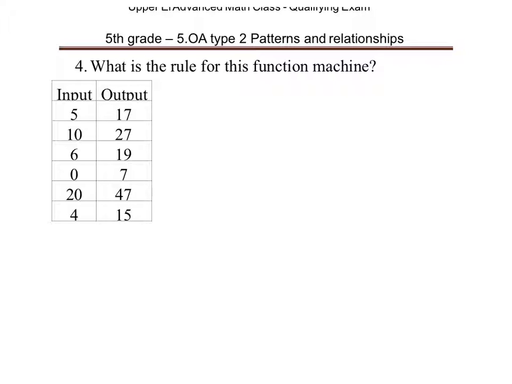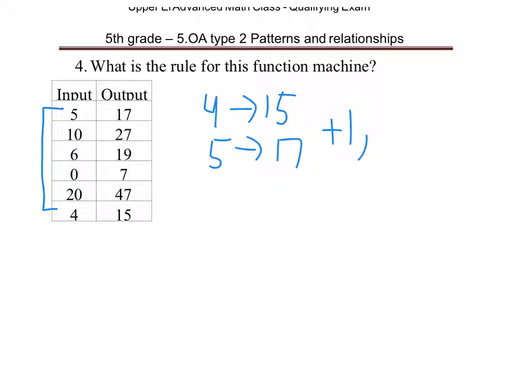So the trick in a machine like this is to look at 2 adjacent ones. So I've deliberately not have them next to each other, but what's the difference if you put in a 4 or a 5? So if I put in a 4, I get 15, and if I put in a 5, I get 17. So by adding 1 to the input, my output went up 2.